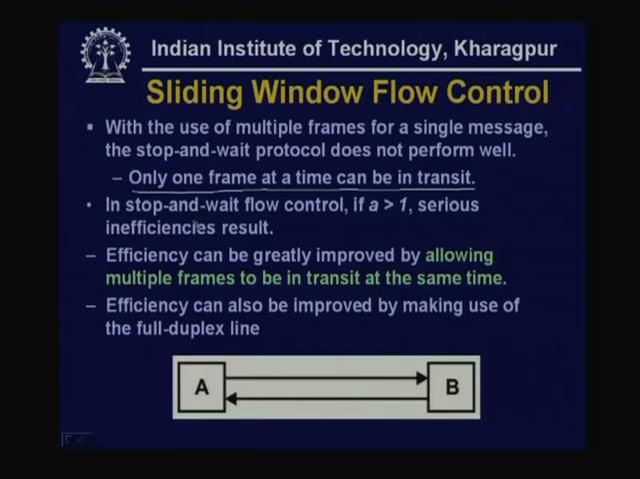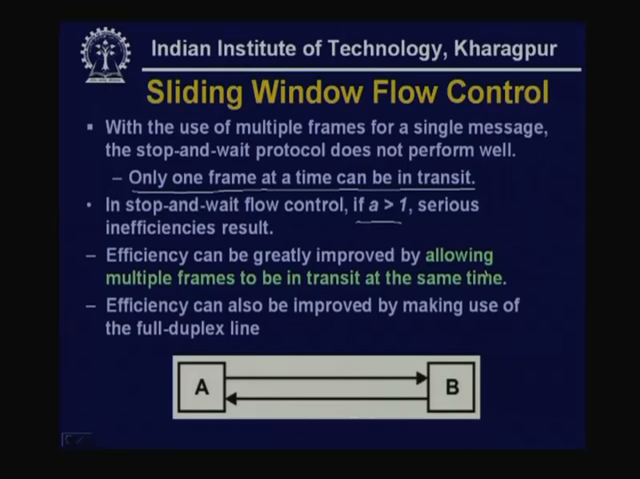As we have seen, whenever A is greater than 1, serious inefficiencies result in stop and wait protocol. Efficiency can be greatly improved by allowing multiple frames to be in transit at the same time. That means, before an acknowledgement is received from the other end, multiple frames can be sent, and then efficiency can be improved. That is precisely what is done in sliding window flow control.